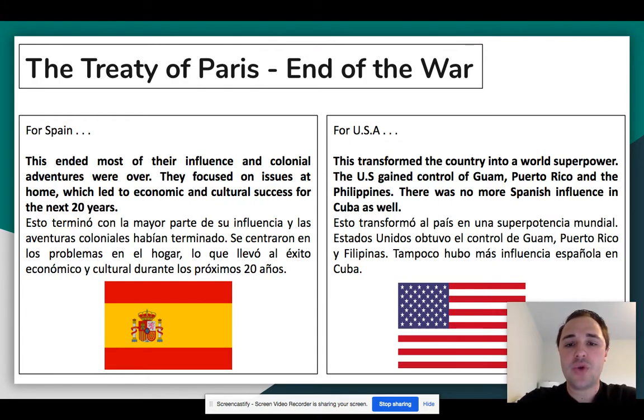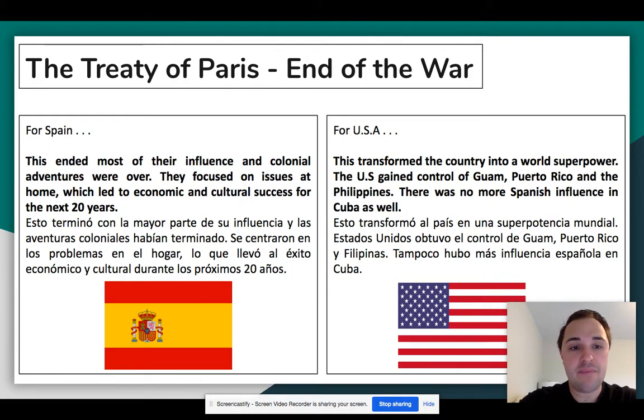So the Spanish withdrew all of their forces and their influence, and those territories either became free or were highly influenced or handed over to the United States. So the United States became a world superpower because they gained additional power, natural resources, and land in South and Central America, which then in turn transformed them into a super world power.